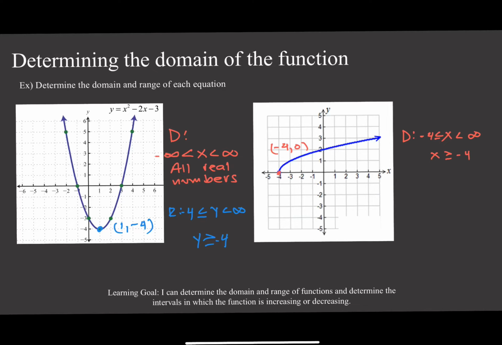And so for our range, that same point, negative 4, 0, is also showing us our smallest y value. So y is greater than or equal to 0. And also notice that our graph is not only growing infinitely to the sides, it's also growing upward, even though it might not be at a very high rate. However, our y value is going all the way to infinity. So we can say it's just all y values greater than or equal to 0.